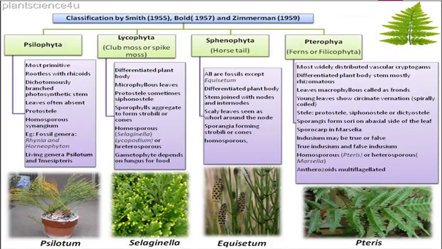Before discussing questions, I will discuss the outline of classification of pteridophytes, the simple classification that was given by Smith 1955, Gould 1957, and Zimmerman 1959. Zimmerman I have discussed in the last presentation, that he gave the telome theory. So they divided the pteridophytes into different divisions, like we have Psilophyta, Lycophyta, Sphenophyta, Pterophyta.